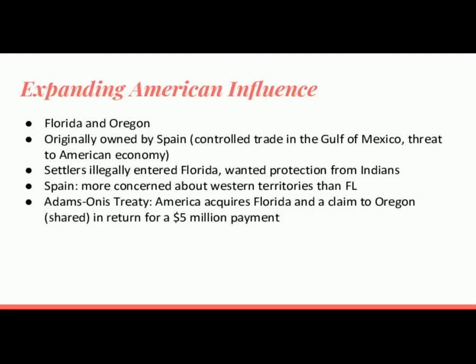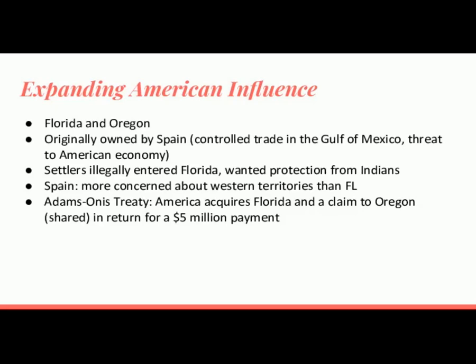Now, Spain we had a problem with. Most of the Eastern United States was owned by America, and then you had random Spain. We were worried about the trade in the Gulf of Mexico, as well as in general the threat to the American economy. Additionally, there was a whole bunch of settlers in America that were illegally immigrating to Florida. And they wanted it because Spain was extremely harsh on the Native Americans. Spain became far more concerned about California than keeping Florida.